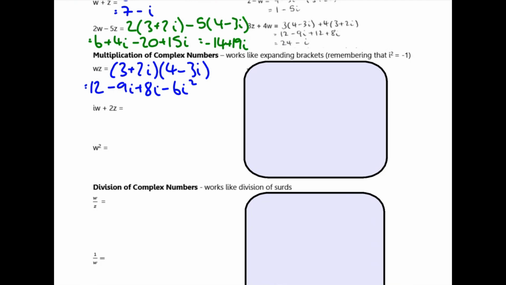Now writing it as minus 6i squared makes me remember to do something with the i squared. i squared, remember, is minus 1. So minus 6i squared, if i squared is minus 1, this is equal to plus 6. And then when I'm collecting up my real parts, this is 12 plus 6 is 18. And minus 9 plus 8 gives me minus i.